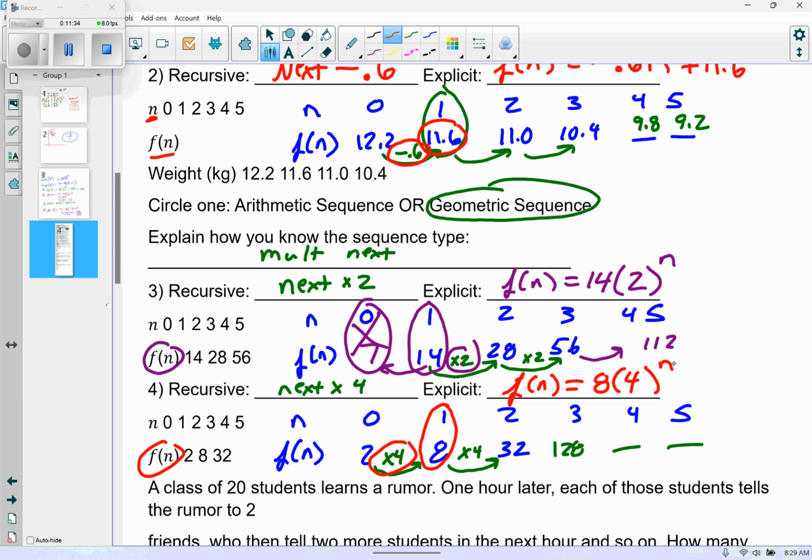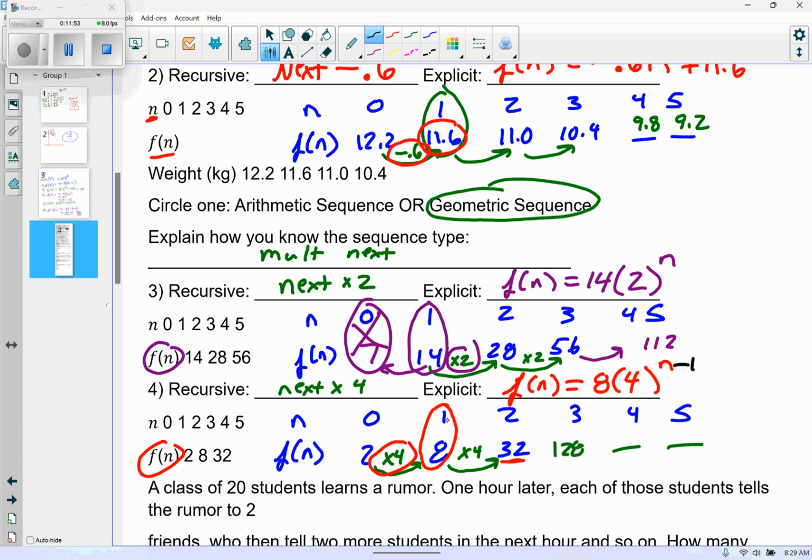Okay, now let's take a look. Is this going to work with what we have? If I raised 4 to the first power, I get 4. 4 times 8 is 32. So we might want to go n minus 1 here.